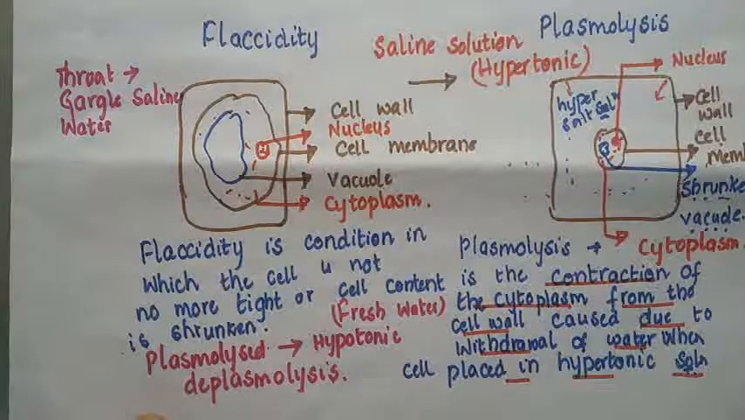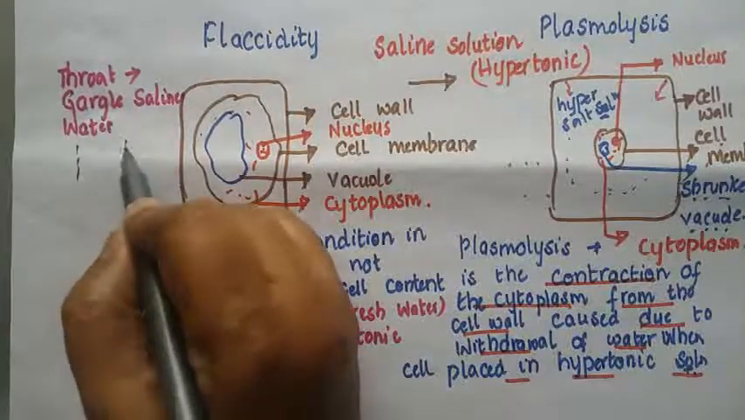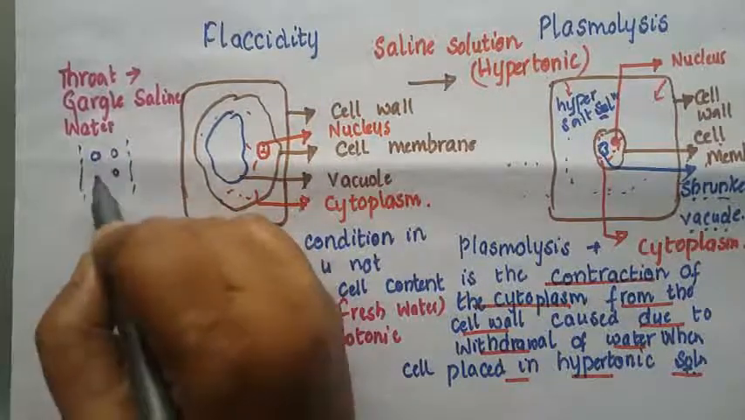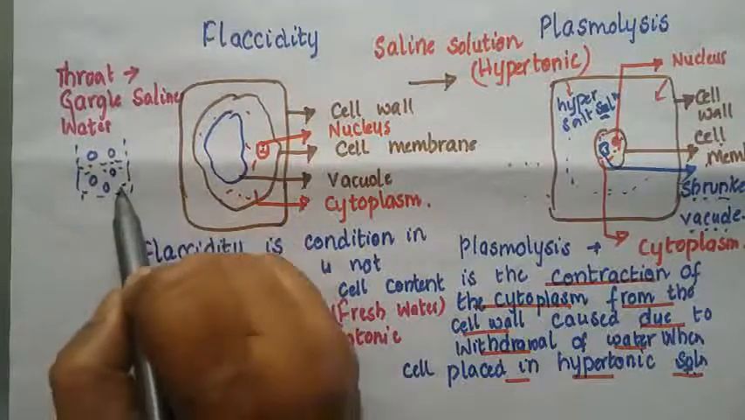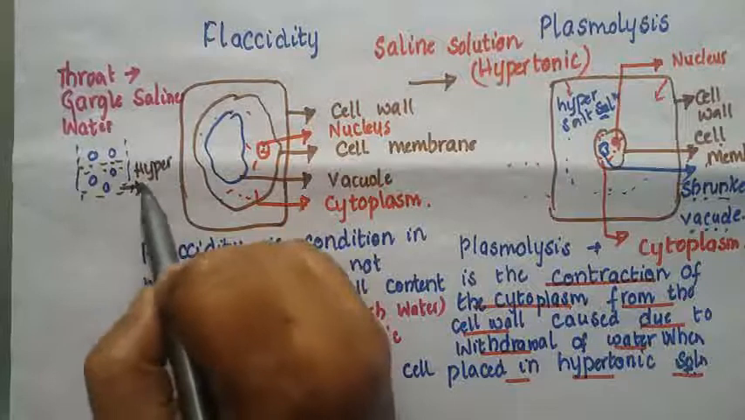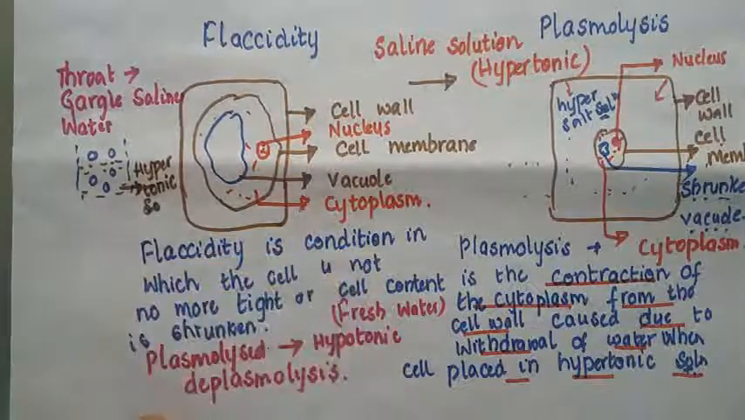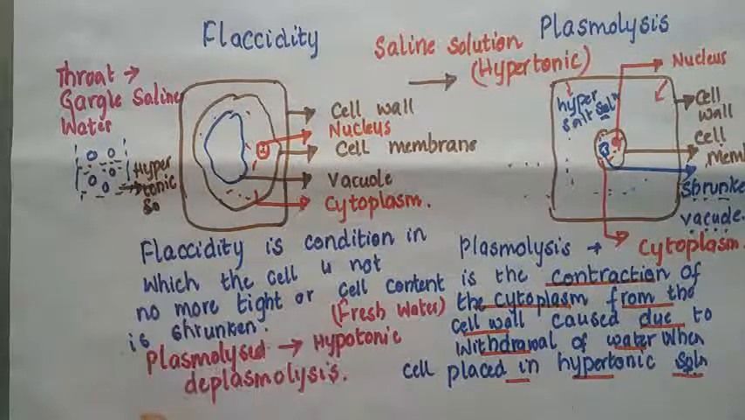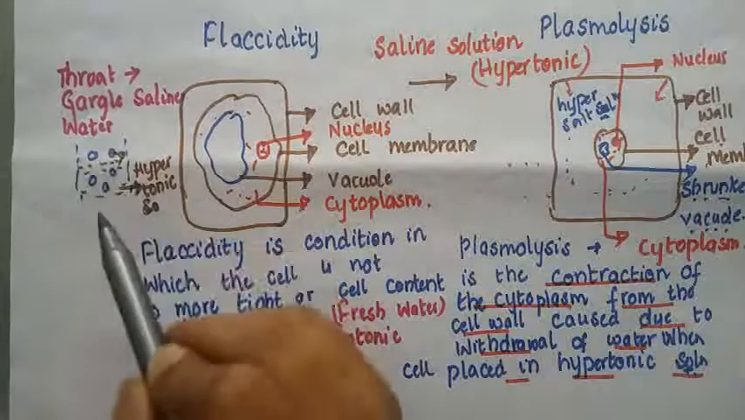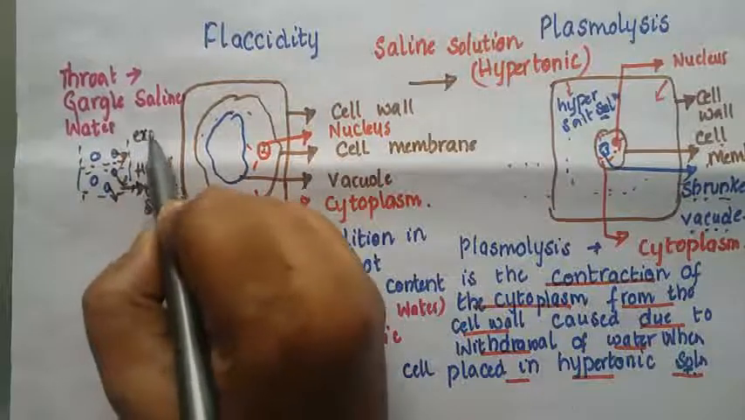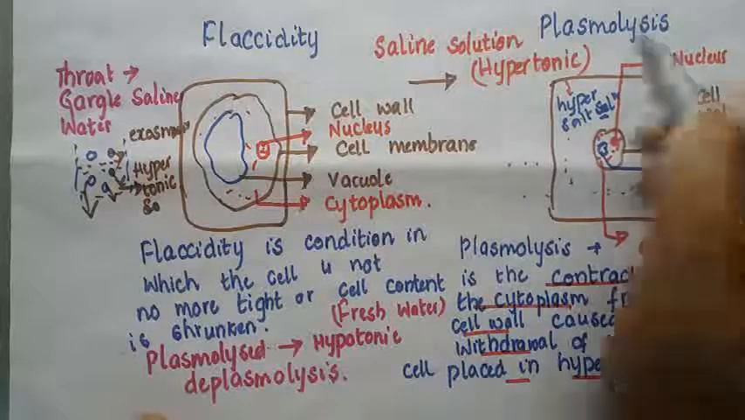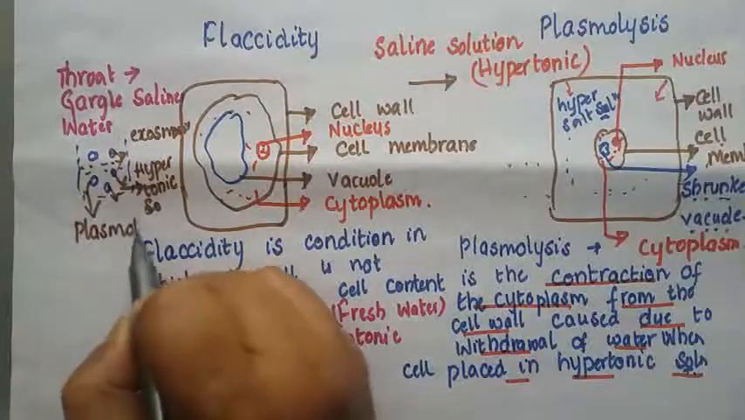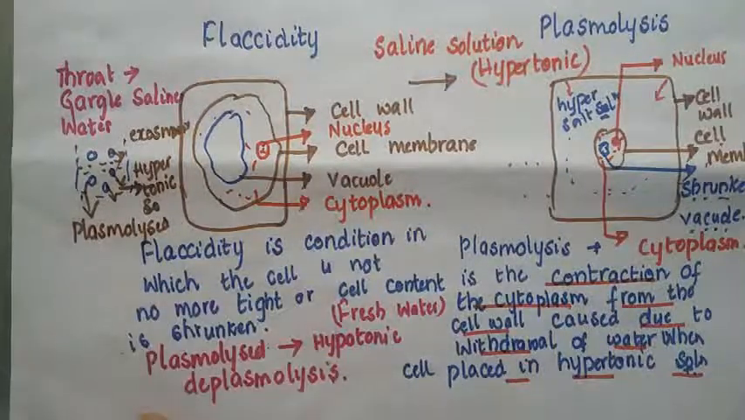Fine, children. In the throat you have pain because there is a growth of bacteria in the throat. So when you gargle the saline water, the saline water acts as a hypertonic solution. We know that when the cell comes in contact with a hypertonic solution, there is an exosmosis, an outward movement of water from the bacteria into the surrounding solution. So what happens to the bacteria? The bacteria attains the plasmolyzed condition.